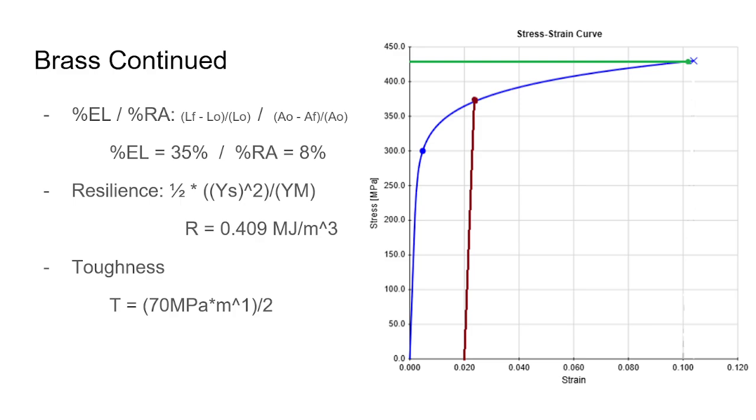I was able to get the resilience by using the formula 1/2 times the yield strength squared divided by Young's modulus, which got us 0.409. And then I was able to find the toughness from the source that I had found.